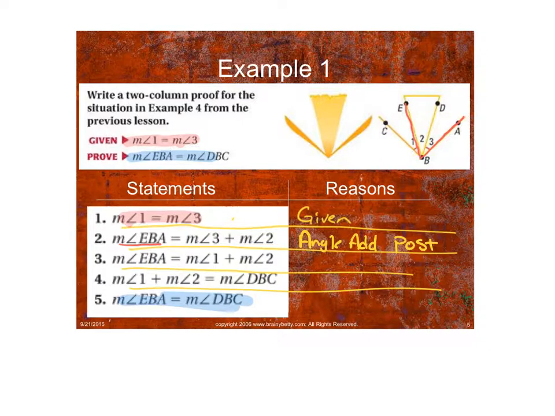Now, if you notice, lines 2 and 3 are ridiculously similar. They are so close to each other. But something has changed. What has changed between line 2 and line 3? Yes, ma'am. Angle 1. The measure of angle 3 on line 2 turns into the measure of angle 1. And the question is, how did that happen? Why are we allowed to do that? Yes, ma'am. Substitution. Because look, here on the first line, we said it's okay to substitute them. That is okay to do. So this is substitution.